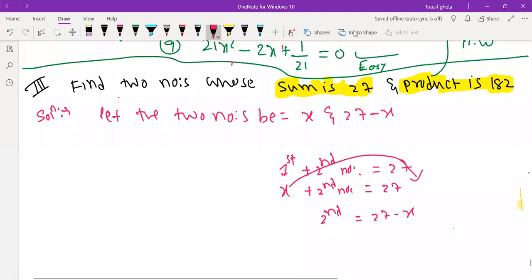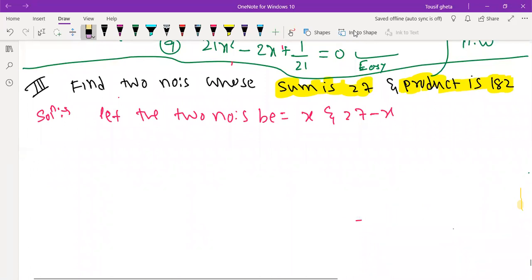Any doubt? Understood the concept? First number plus second number is equal to 27. First number we have assumed as x, so second number is equal to 27 minus x. Directly you should do it, but I explained it to you initially in the starting questions. Next, they gave the product as 182. The product means multiplication. So x into 27 minus x is equal to 182.